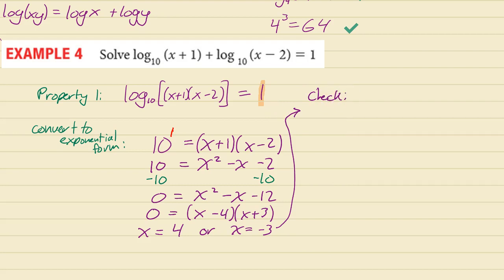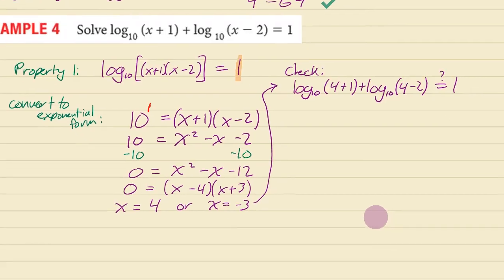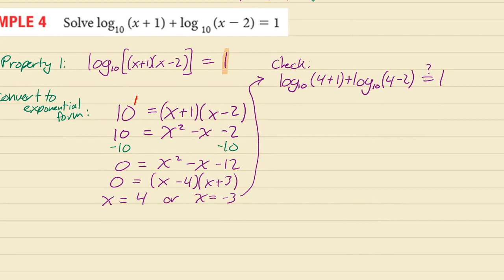So I'll start with the 4. If we do log base 10 of 4 plus 1 plus log base 10 of 4 minus 2, we want to see: is that equal to 1? The only way I can really check this is with my calculator, because I don't have another way of doing something like log base 10 of 5.